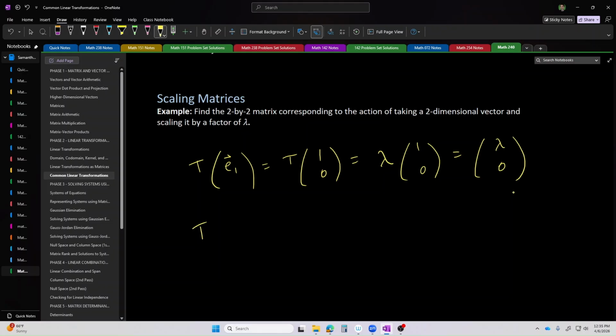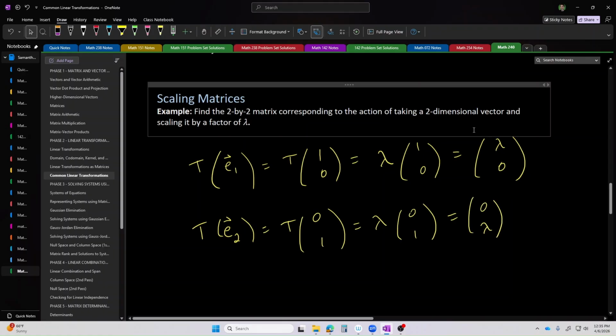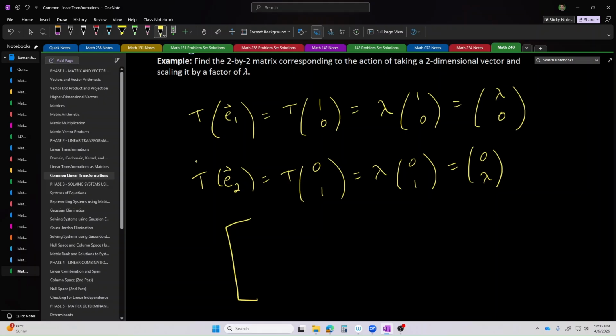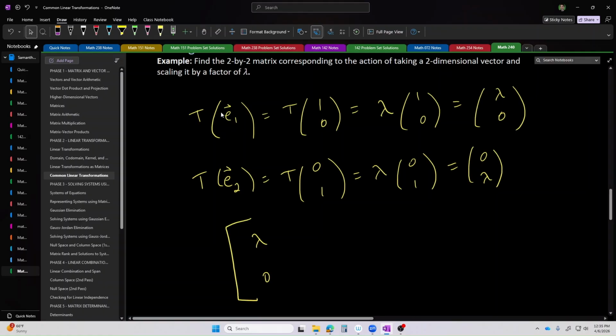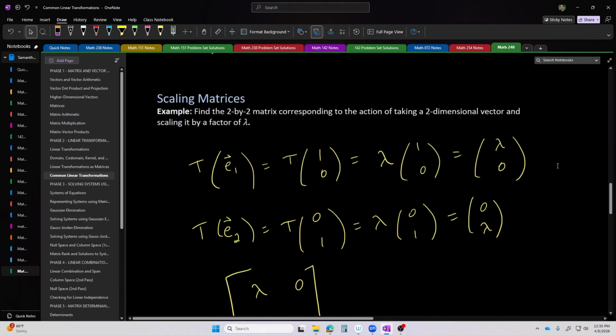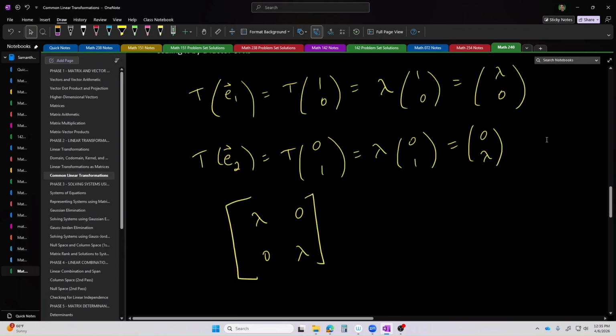Similarly, if I apply that scaling transformation to the vector E2, then that's just going to take that vector 0, 1, and turn it into 0, lambda. So if we then create the matrix that represents this transformation, we just have to build the matrix by using these results as the columns. So this would be the matrix representing this particular action, scaling a vector by a factor of lambda.